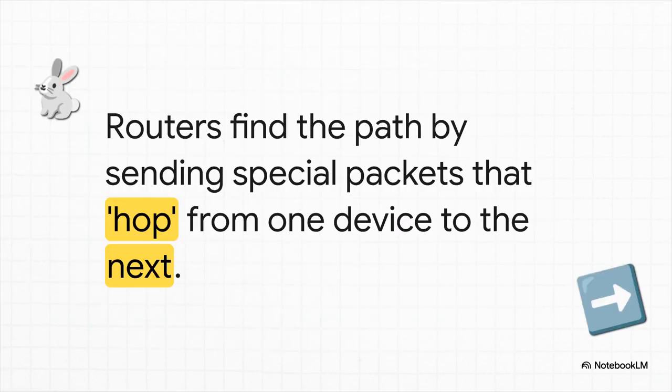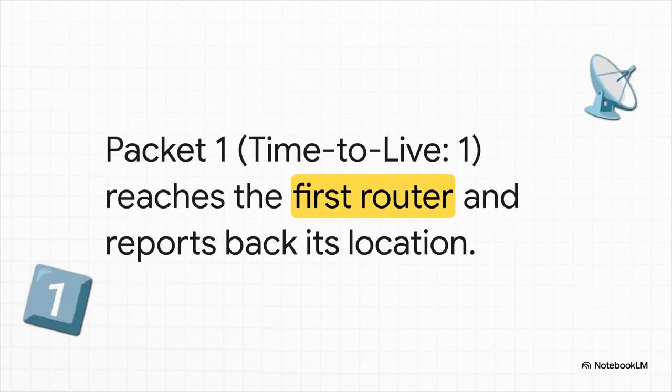But the internet isn't a single straight road. It's this massive, tangled web of connections. So how does your computer find the best path through it all? Well, it maps it out in real time, using a really clever trick involving a packet value called time to live, or TTL. Here's how it works. Your computer sends out a few little scout packets. The first one has a time to live of just 1. So it only makes it to the very first router it sees, which then reports back. Boom, first step of the map is down.